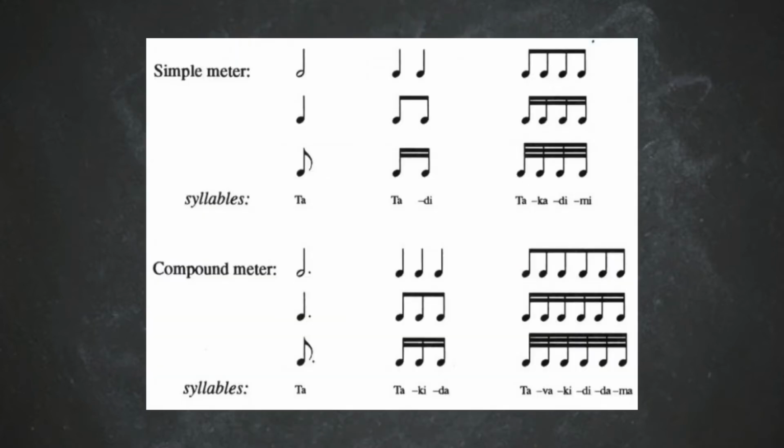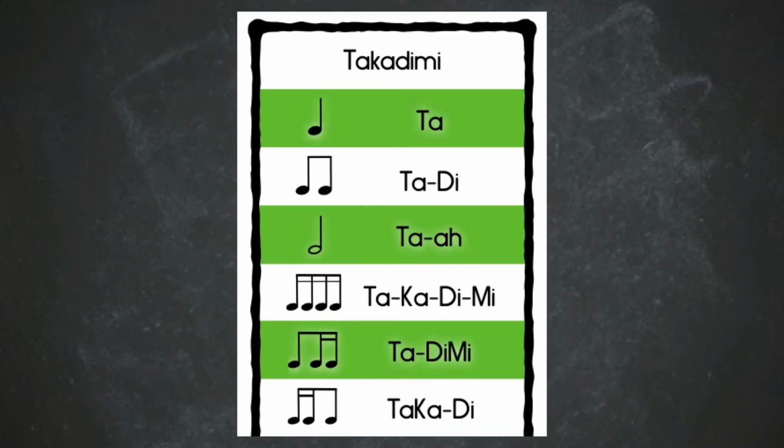Takadimi differentiates itself from this method by focusing the syllables on meter and on Western tonal rhythm. In the Takadimi system, the beat is always voiced with ta. So ta is always on the downbeat. Quarter notes are ta by themselves. Eighth notes are ta-di. 16th notes are takadimi. And then the combinations are derived from there. In triple meter, the eighth note is takidu and can be subdivided further.